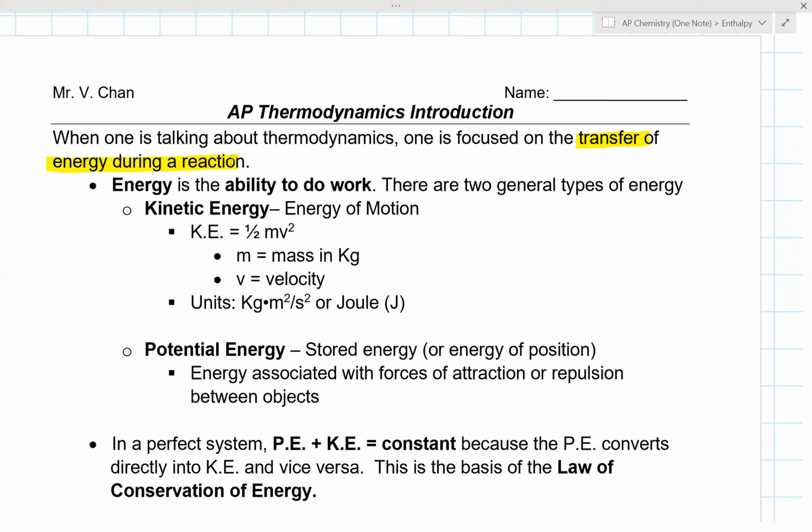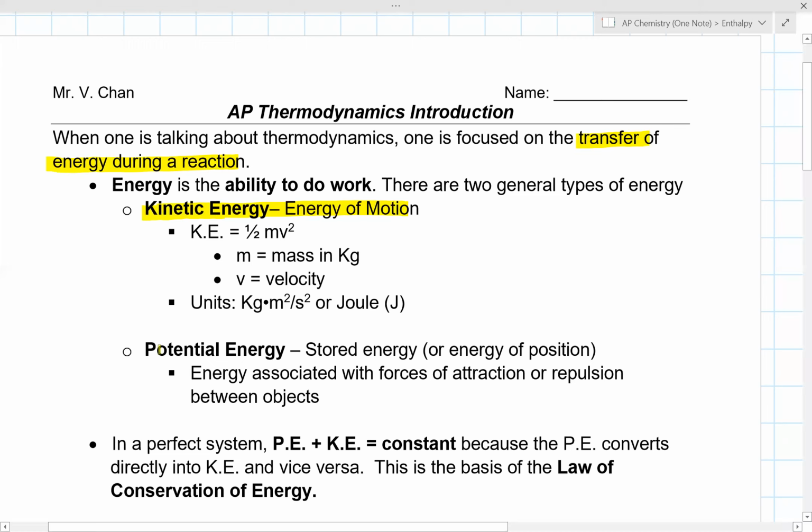Now, in grade 9, grade 10, physics 11, we talked about two general categories of energy, where we have kinetic energy, which is the energy of motion. Kinetic energy is calculated by half mv squared, where m is the mass in kilograms, v is velocity in meters per second. And the units are kilograms times meter squared over second squared, which is joules.